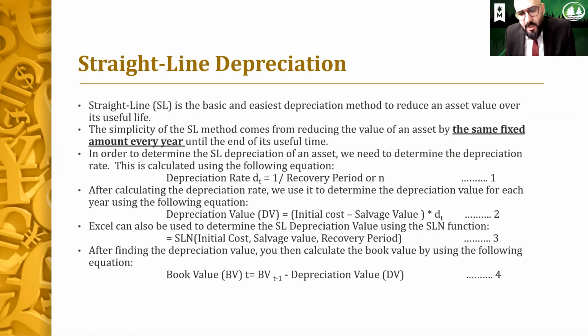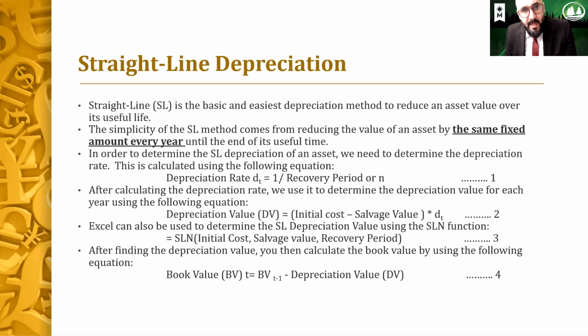In order to determine the straight line depreciation of an asset, we need to determine the depreciation rate. The depreciation rate can be calculated using this equation: 1 over the recovery period. So if you have an asset with a 5-year recovery period, which means you use it only for 5 years, the depreciation rate would be 1 over 5, and that would be 20%. So basically you decrease the value of the asset by 20% every year. Now the next equation is the depreciation value. The depreciation value is calculated by the initial cost minus the salvage value, times the depreciation rate.